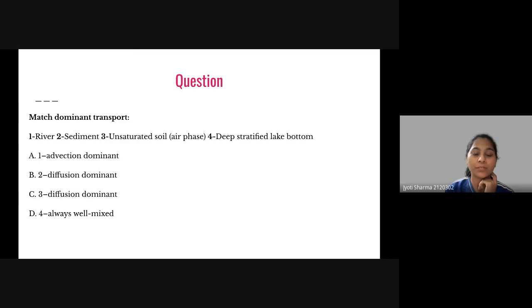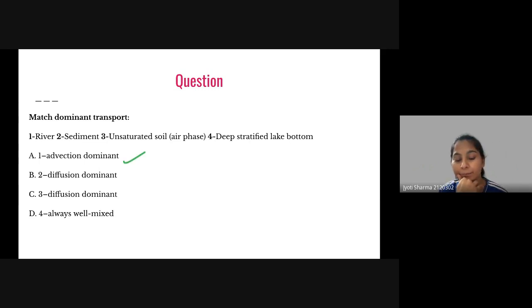Okay. So we have four compartments in the environment: river, sediment, unsaturated soil, and deep stratified lake bottom. I have given the numbering 1, 2, 3, 4, and you have to tell me which is the dominating type of mass transfer. Coming to the river, in the river, more than diffusion, there is advection. So yeah, this one is correct.